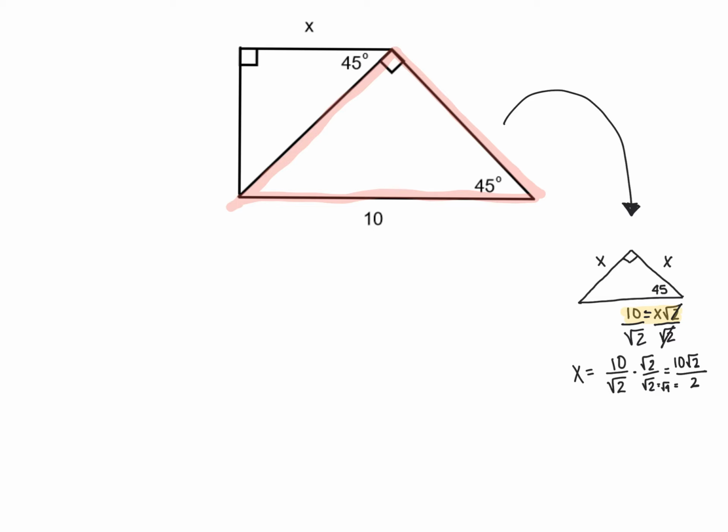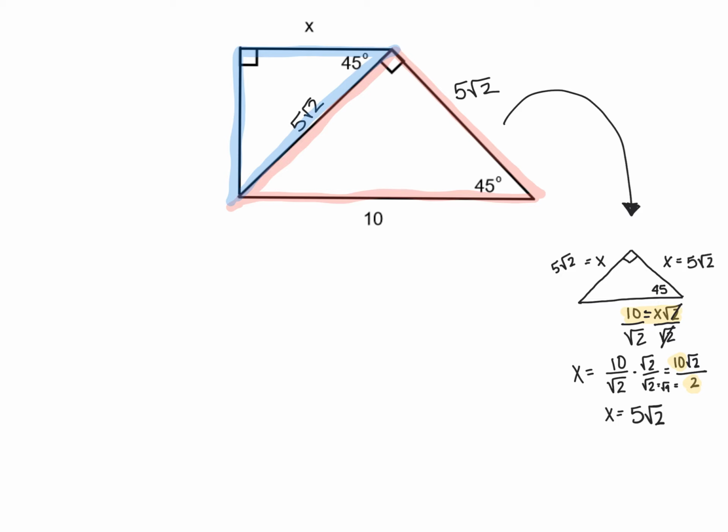And then lastly, I can simplify this fraction, 10 over 2, and 10 over 2 is really the same as 5, so I end up with x equals 5 square root of 2. So this side's going to be 5 square root of 2, and this side would be 5 square root of 2. So if I go back to my original problem, I can label those two sides.